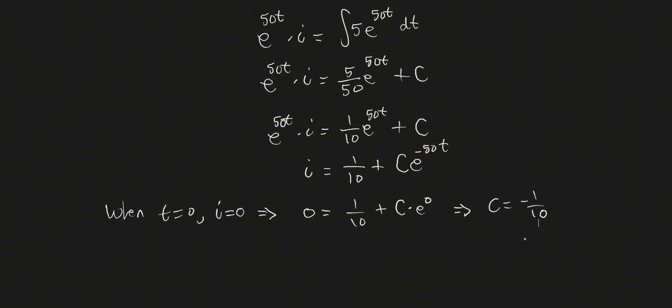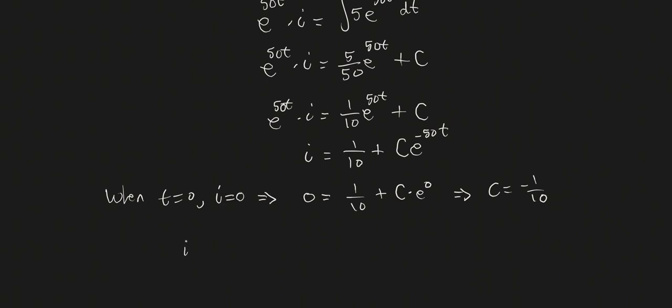So here is our current as a function of time. It's 1/10 minus 1/10 e to the negative 50t, and this would be in amperes, right? And this would be that function.